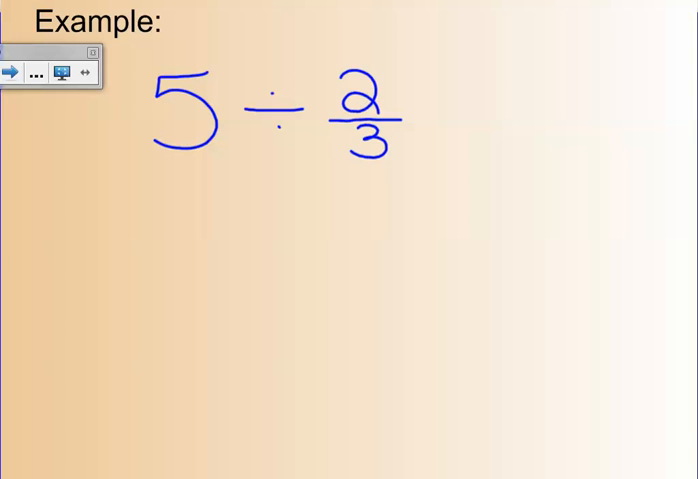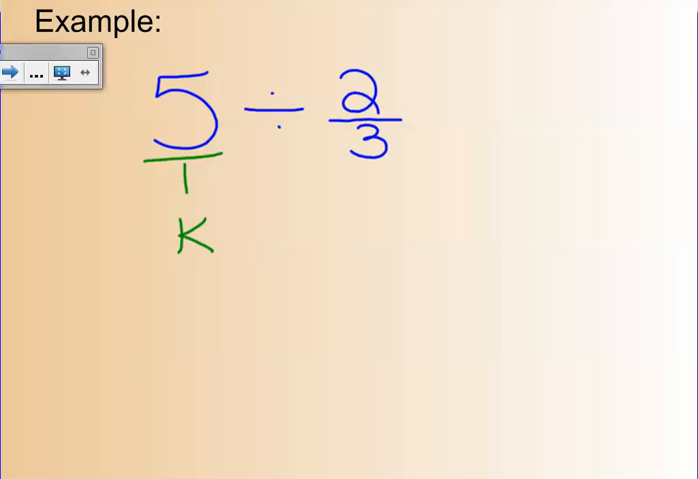Let's start with some simpler numbers. Let's say I just had something like 5 divided by 2/3. Now, what did we learn in class today? We learned that if I have a whole number, I can put a 1 below it. So 5 is the same thing as 5/1. So I'm going to go through and I'm going to follow my KFC steps now.